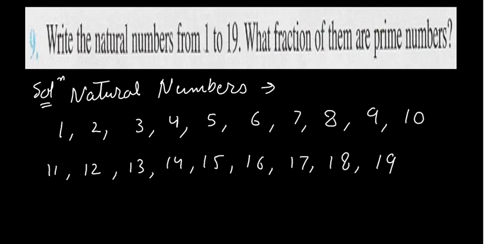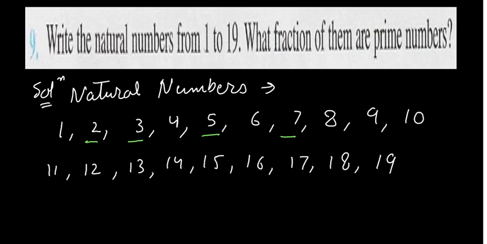Now 1 is not a prime number, because 1 does not come in the table of any other number, it comes on the table of itself only. So 2 is a prime number, it only comes in the table of 2 and 1. 3 is a prime number, it only comes in the table of 3 and 1. 4 is not a prime number because 2 2s is 4. 5 is a prime number. 6 is not a prime number because 3 2s are 6. Next 7 is a prime number because 7 1s are 7.